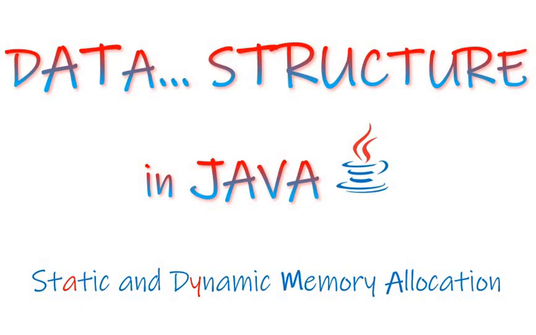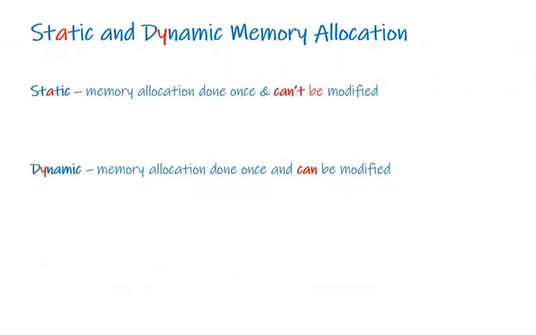Data structure in Java. Static and dynamic memory allocation. Now, static and dynamic memory allocation are two types of memory allocation that we can do on non-primitives.